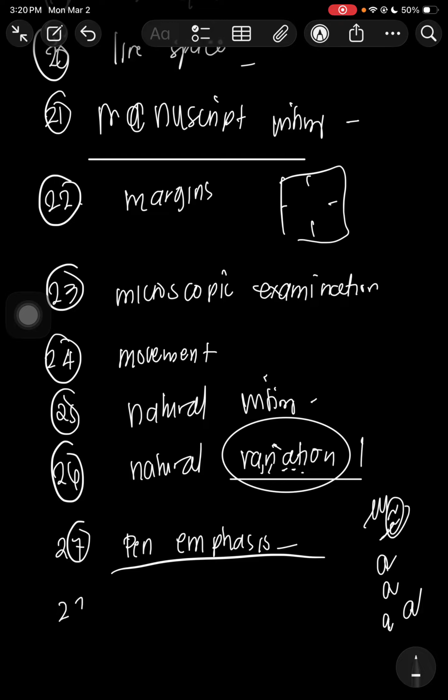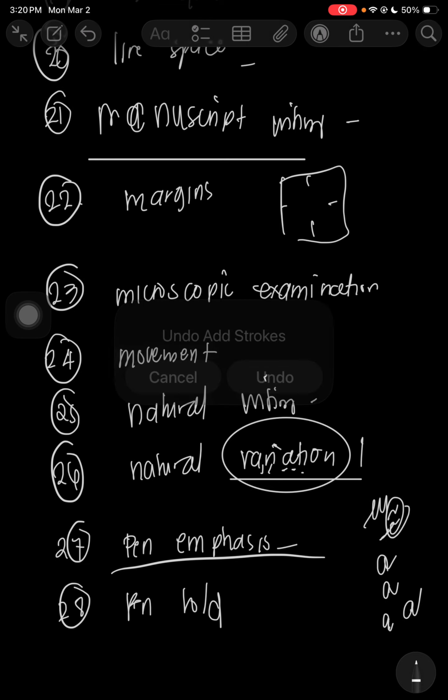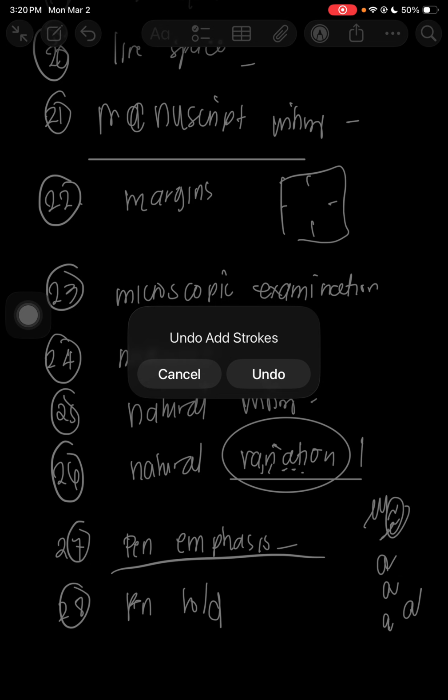Next is the pen hold. So literal na hinawakan ang pen. Pen hold. Paano ka humawak ng pen? So the place where the writer grasps the barrel of the pen and the angle at which he holds it. So syempre nakaka-apekto din kung paano ka magsulat, depende sa paghawak mo ng pen. Next is the pen position. Pen position.